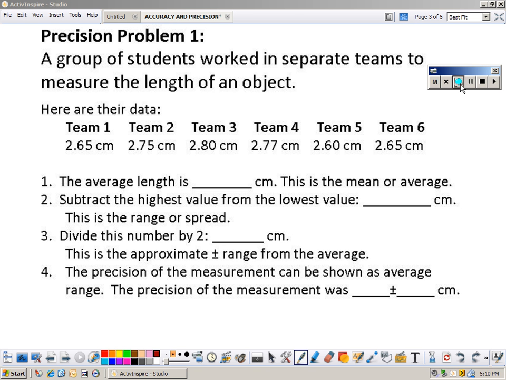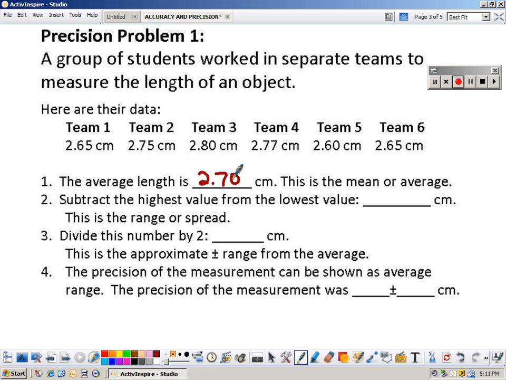So you have the average length in centimeters. Okay, so you're going to calculate the mean. To do that, you add the 6 measurements, the 6 pieces of data, and then you divide by 6. That gives you 2.70 centimeters. Okay, this is the mean or average.